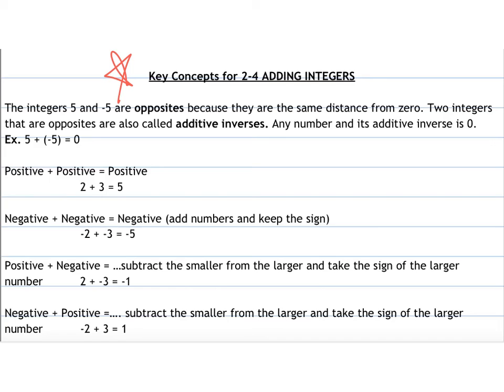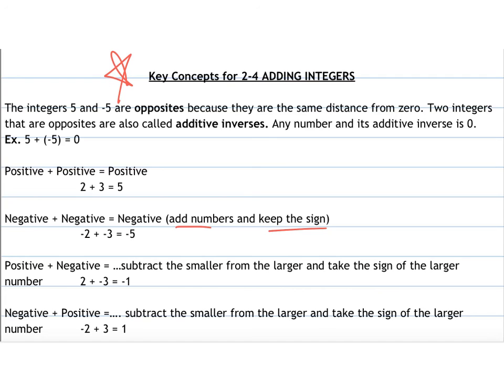Now, anytime you have a positive plus a positive, it's going to equal a positive. This is just normal addition. 2 plus 3 is 5. If you have 2 negatives, negative plus a negative, it's going to equal a negative. If you have a negative and you're adding more negatives, your answer is just getting more negative. So you add the numbers and then keep the sign. So our example here, negative 2 plus negative 3 equals negative 5.